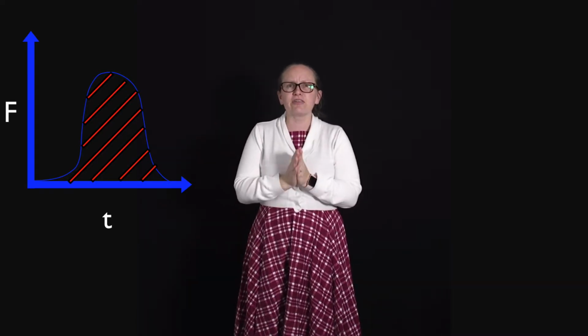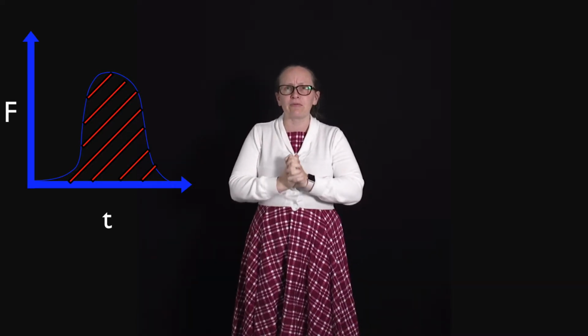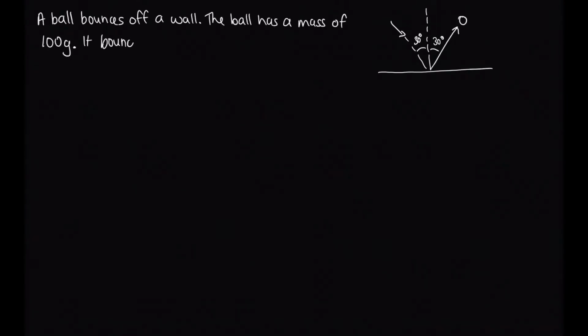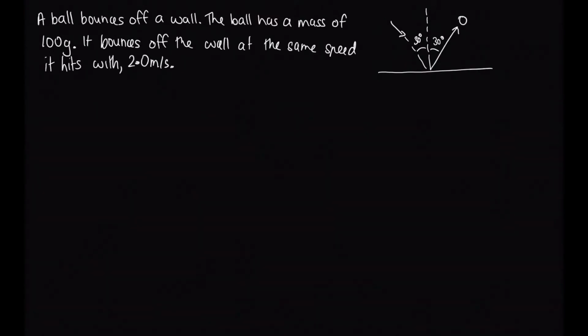So let's now have a look at a problem that we can solve using impulse. So the problem: a ball bounces off a wall. The ball has a mass of 100 grams. It bounces off the wall at the same speed it hits with, 2.0 meters per second.